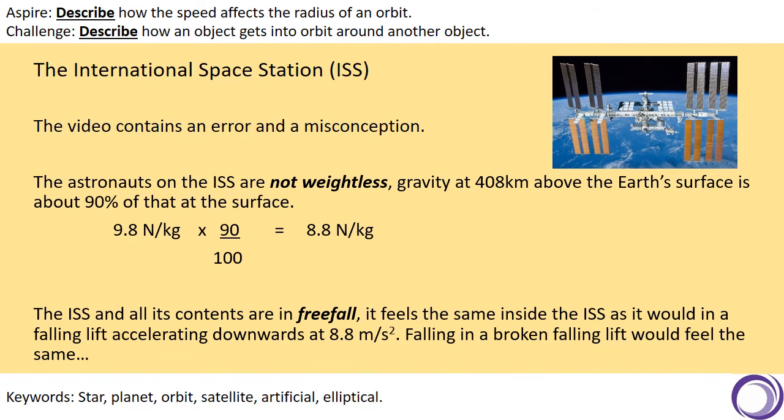So the ISS and all its contents are actually in free fall. So they're just falling, accelerating down towards the ground. So it feels the same inside the International Space Station as it would in a lift that was broken and suddenly started hurtling down. So falling in a broken lift would feel the same. The only difference being on a satellite, on the International Space Station, it never actually hits the Earth.